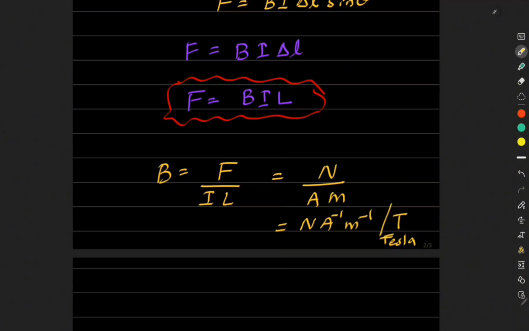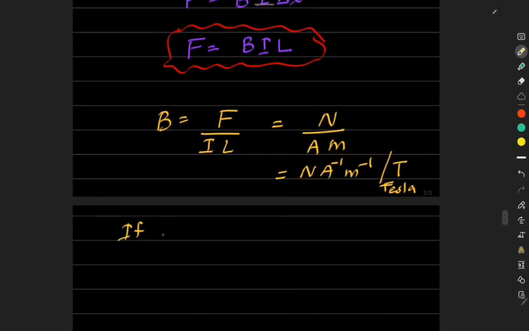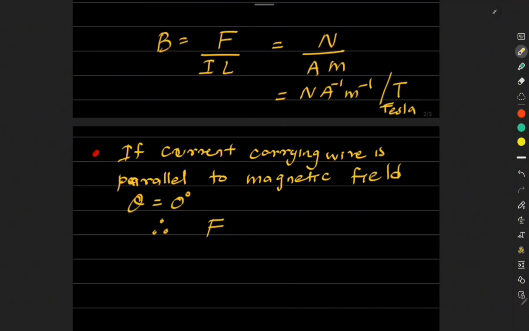If the current carrying wire is parallel to the magnetic field, theta will be 0, therefore the force will be 0. If theta is 0, then B I L sine theta becomes 0 and F equals 0.